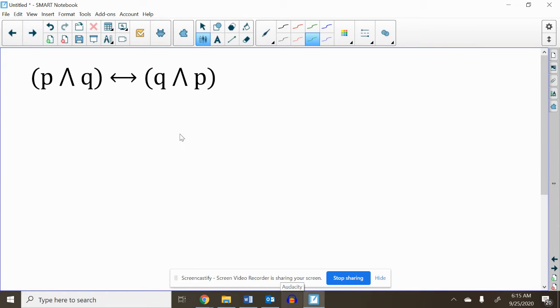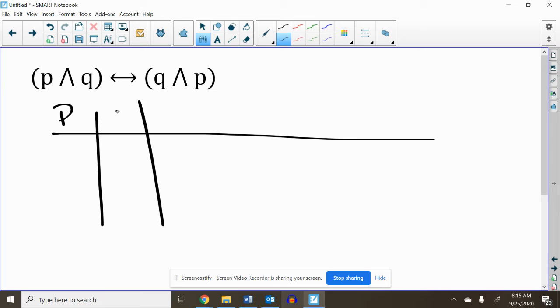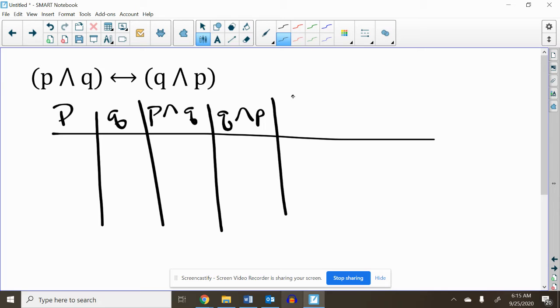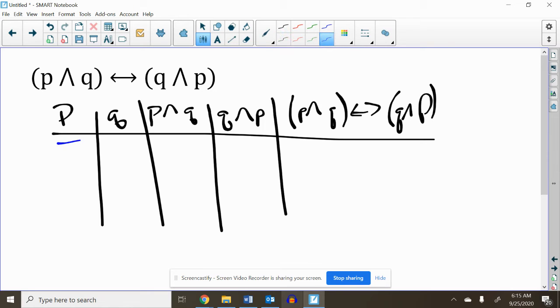Okay, so P and Q is logically equivalent to Q and P. Let's see when this is true. All right, I need a P, I need a Q, I need a P and Q, I need a Q and P, and then finally I need a P and Q if and only if Q and P. Okay, so we go true, true, false, false, true, false, true, false. P and Q is true, false, false, false.